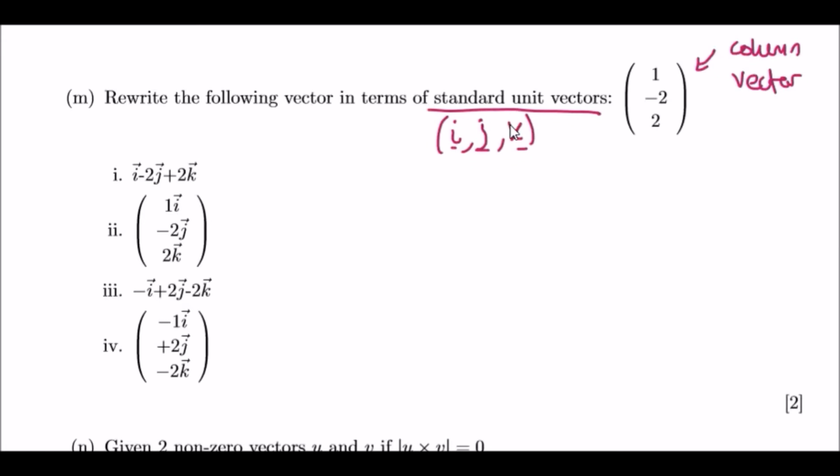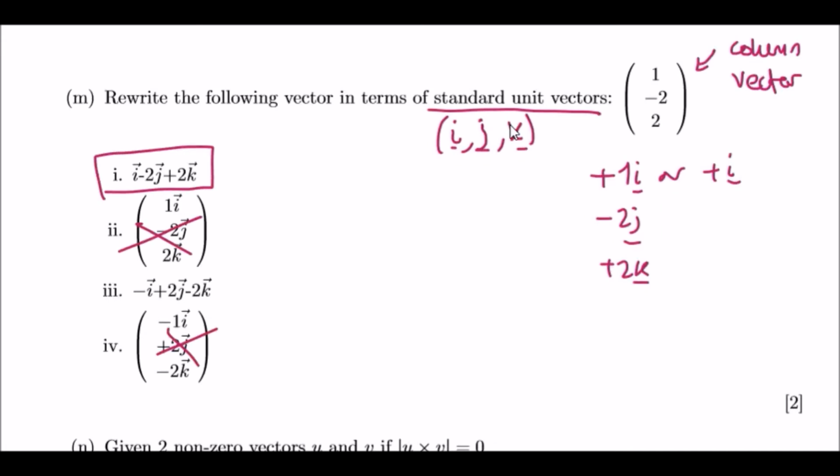So 1 represents positive 1i, or positive i. The second one is minus 2j, and the third one is positive 2k. Now we just look at the expressions. Sometimes you can write an arrow instead of a line. So would it be the first one, positive i minus 2j? Yep. I guess we're done. This is the answer. The rest of these are columns, so that's false, and this is just a false representation. So the only answer is i.